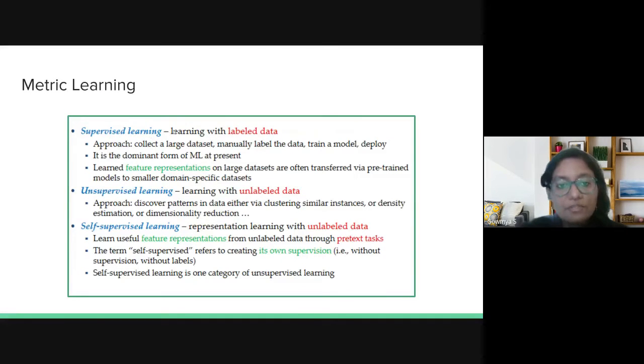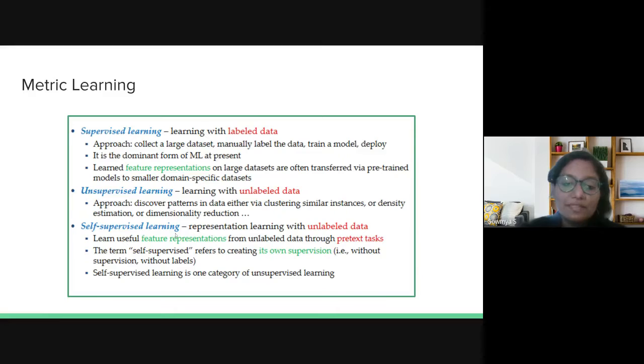So, for example, in supervised learning, you learn with labeled data. Your approach is to collect a large data set, label the data, train a model, and then you learn feature representations. Now, for unlabeled data, of course, we've seen clustering, we saw autoencoder last time, and we'll be seeing more metric learning methods. Because I'm using autoencoder, you might ask what's the difference between representation learning and metric learning. The difference is quite small. It's just how we use it in the future.